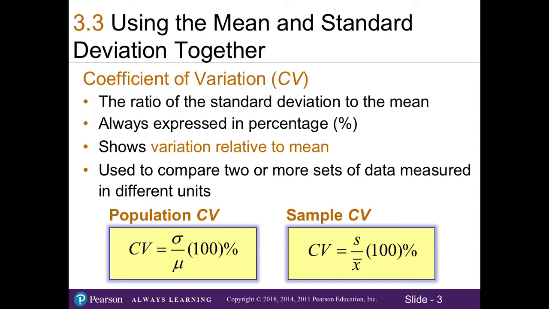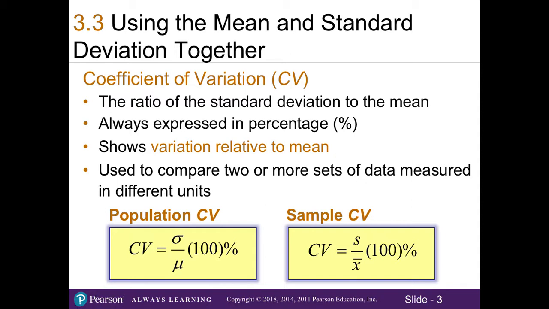So imagine if I wanted to compare the variation of the test scores of a math class and a Spanish class, which will have different questions, different exams, and different students. We can use this formula and compare the variation of each group. So here we have our formulas down below, the population coefficient of variation and the sample coefficient of variation.